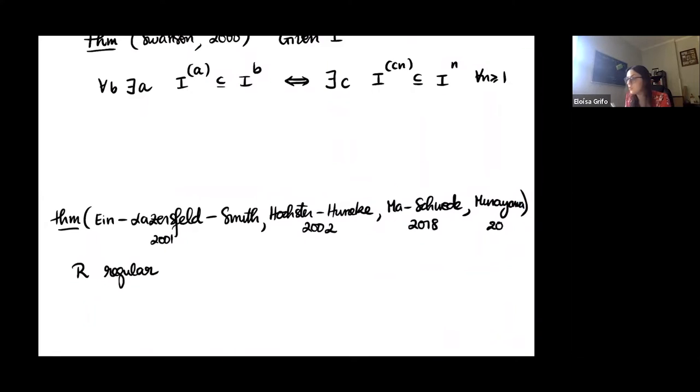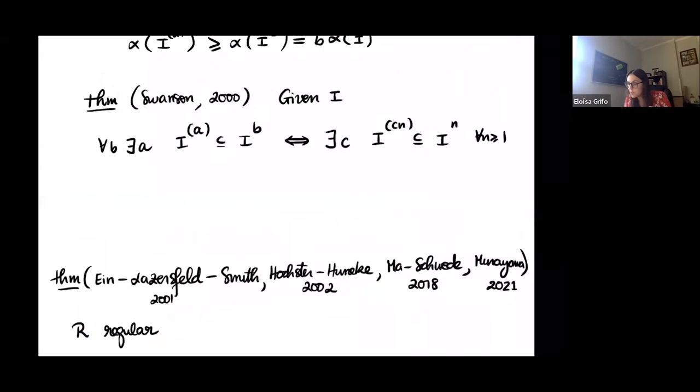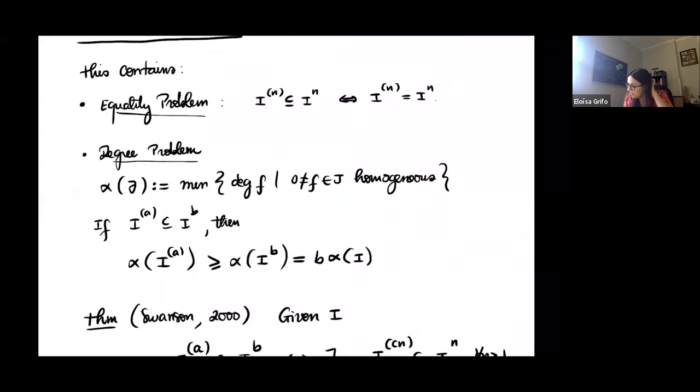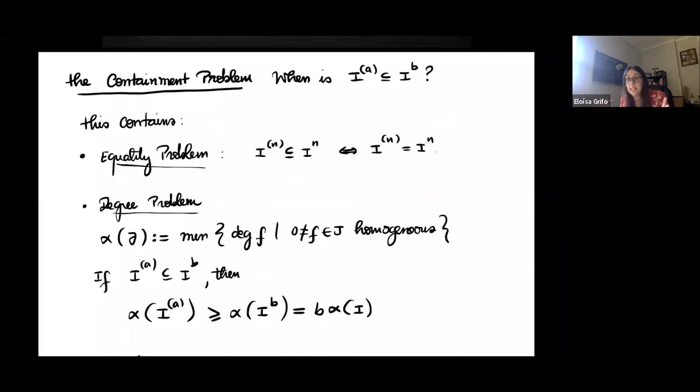So sort of doing similar things to Manuel Schwede. I'm going to put 2021, this is not published yet, so it's very, very recent. But he was able to remove that excellent assumption. So now we have a clean theorem for all regular rings. So this is going to be some answer to this containment problem.